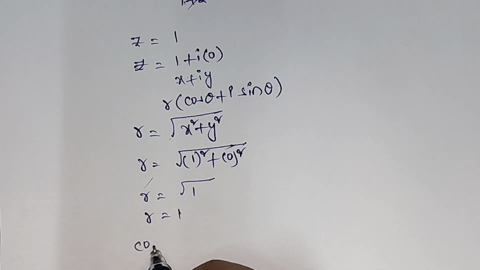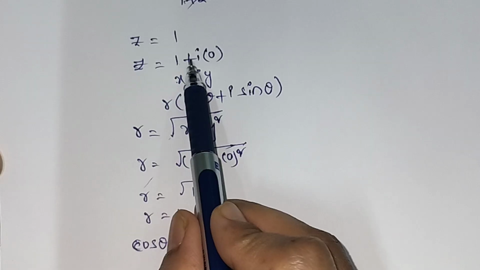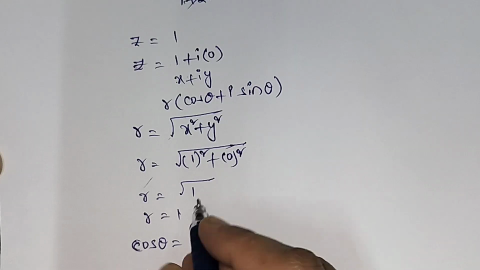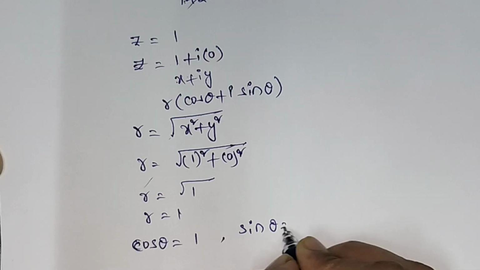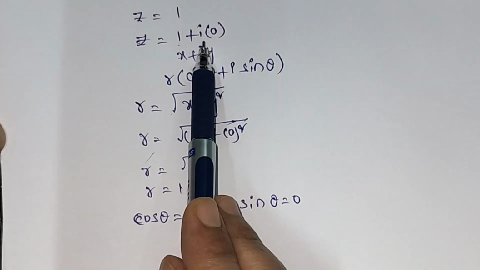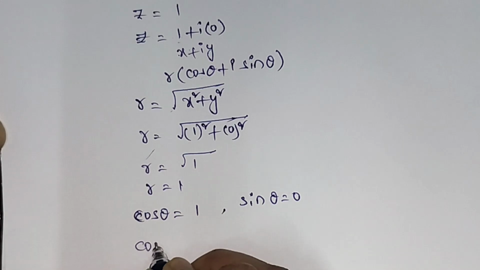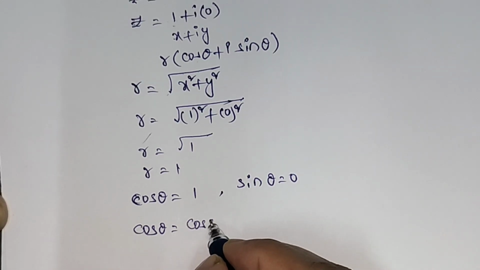Cos theta is equal to... comparing these two terms, 1 plus i of 0 and cos theta plus i into sin theta. Cos theta is 1, sin theta is equal to 0. Compare real parts and compare imaginary parts. Cos theta is equal to 1. Where does cos give 1? At 0 degrees. Cos 0 degrees is 1.